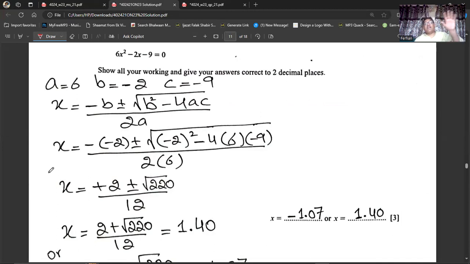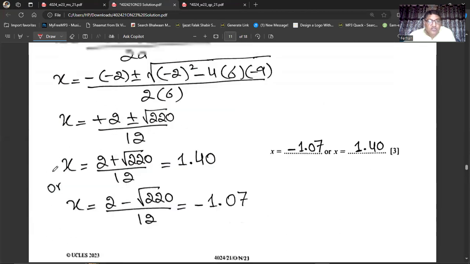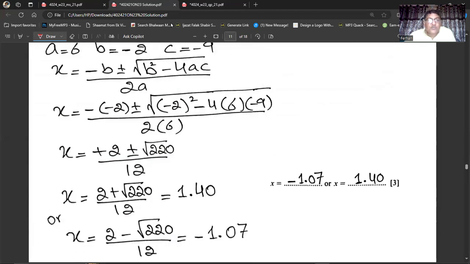Just substitute the value of a, b and c here. So you will have minus bracket start minus 2 bracket close plus minus under root, and under the under root we have bracket -2 bracket close whole square -4 into 6 into -9. So when you solve this thing, you will get 220.